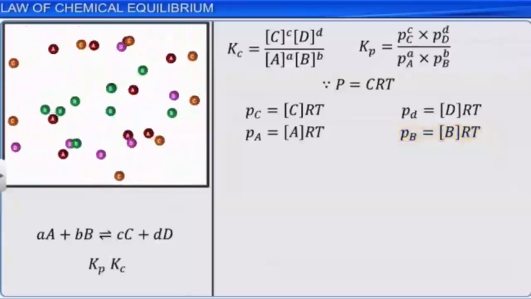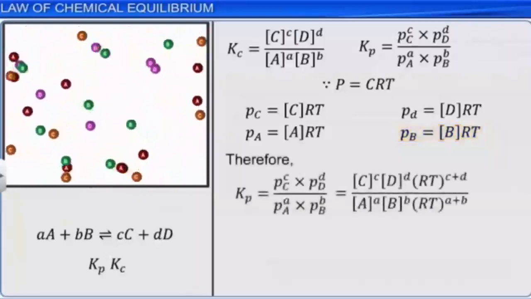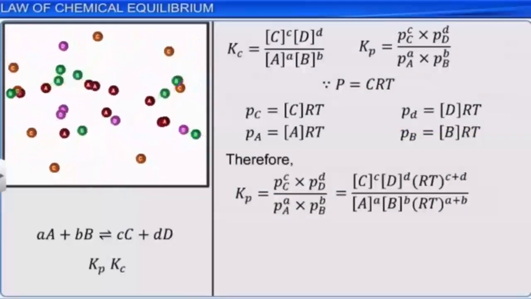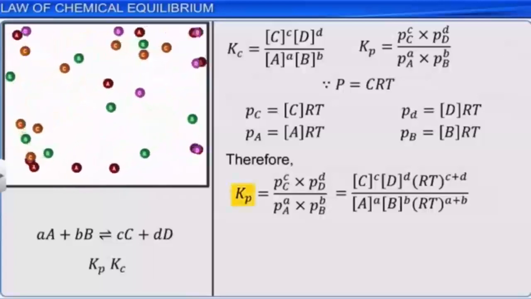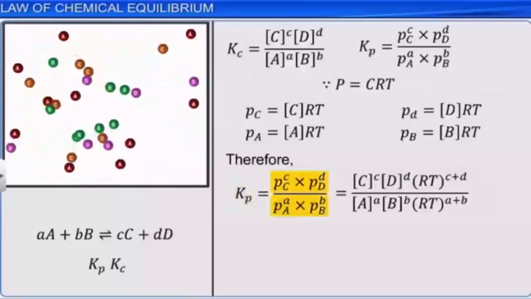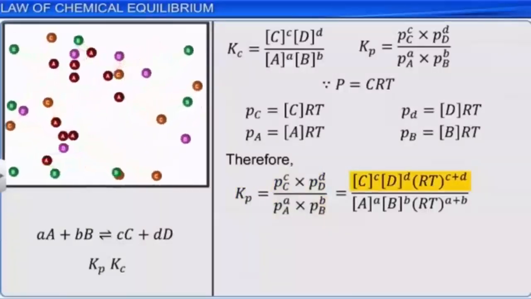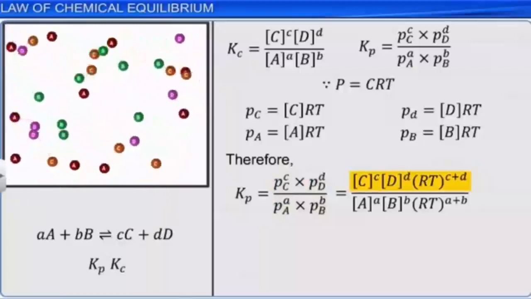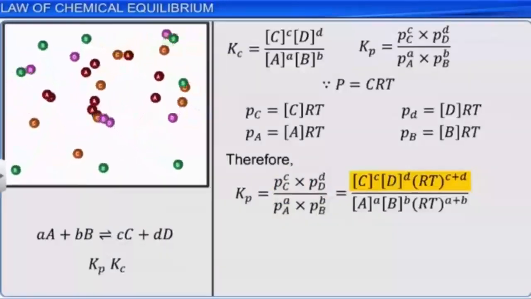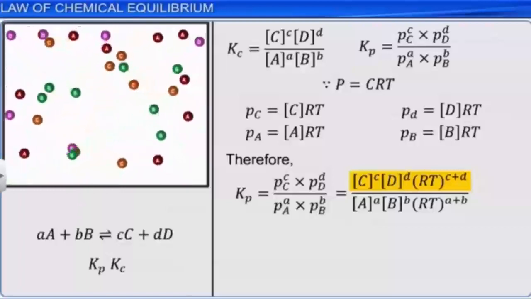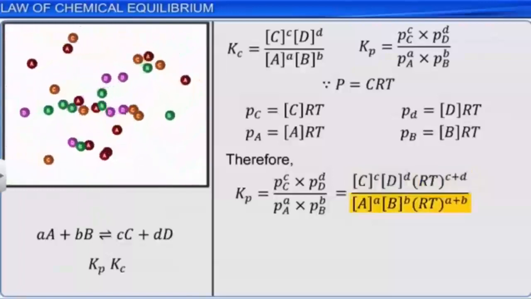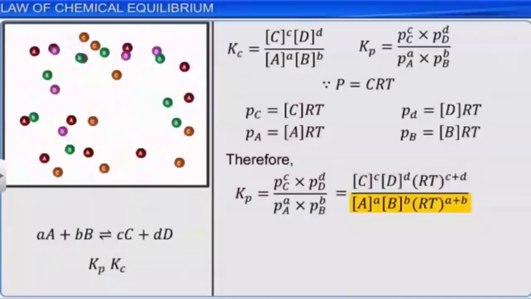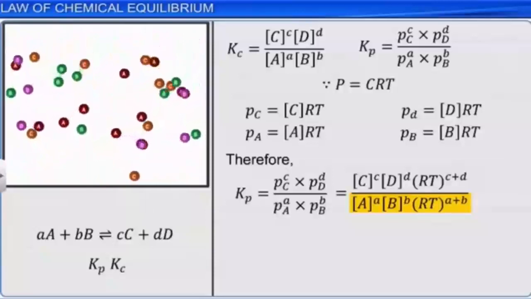Therefore, the equilibrium constant can be written as Kp is equal to the product of concentration of the products C raised to the power of c, the concentration of D raised to the power of d, multiplied by the product of R and T raised to the power of c plus d, divided by the product of the concentrations of the reactants A raised to the power of a and B raised to the power of b, multiplied by the product of R and T raised to the power of a plus b.